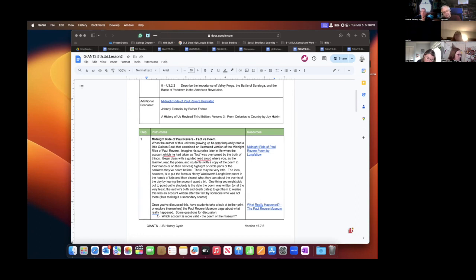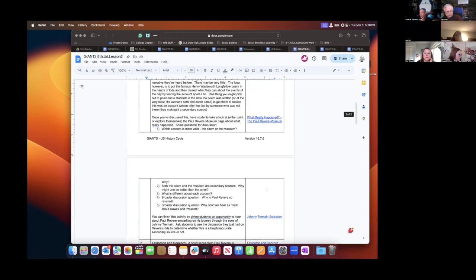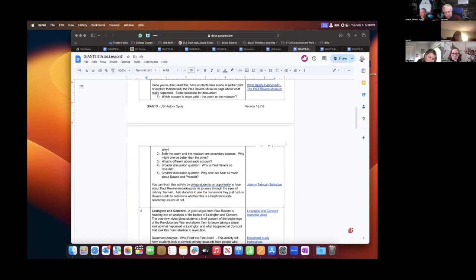And then go ahead and take a look at some of the other artifacts here, like What Really Happened, the Paul Revere Museum, and the Johnny Tremaine selection again on the Midnight Ride of Paul Revere as well.